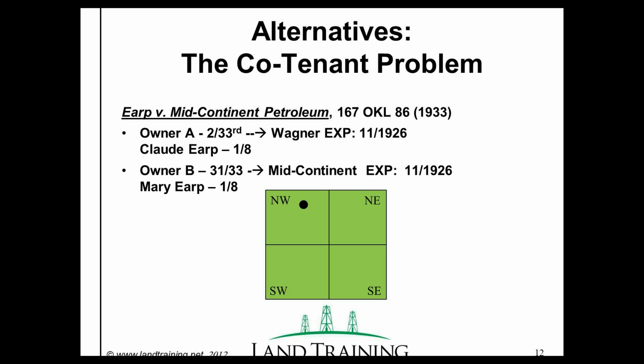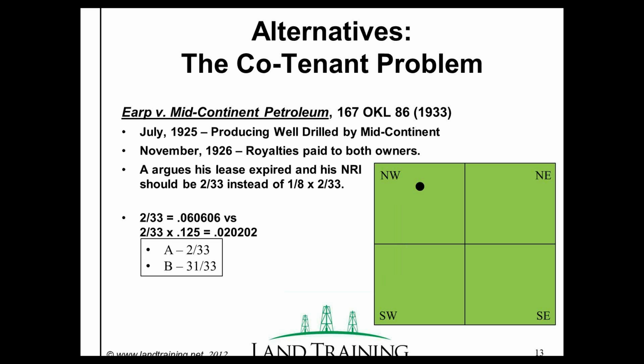If Wagner had drilled the well, then yes, his lease would have been prevented from expiring. But Mid-Continent drilled this well. Therefore, he should not have to be burdened by his 1/8 anymore, and he should get a straight 2/33 interest. Meanwhile, Mary Earp should get her 1/8 interest because it's her lease times her 31/33 interest. Is everybody with me on that?